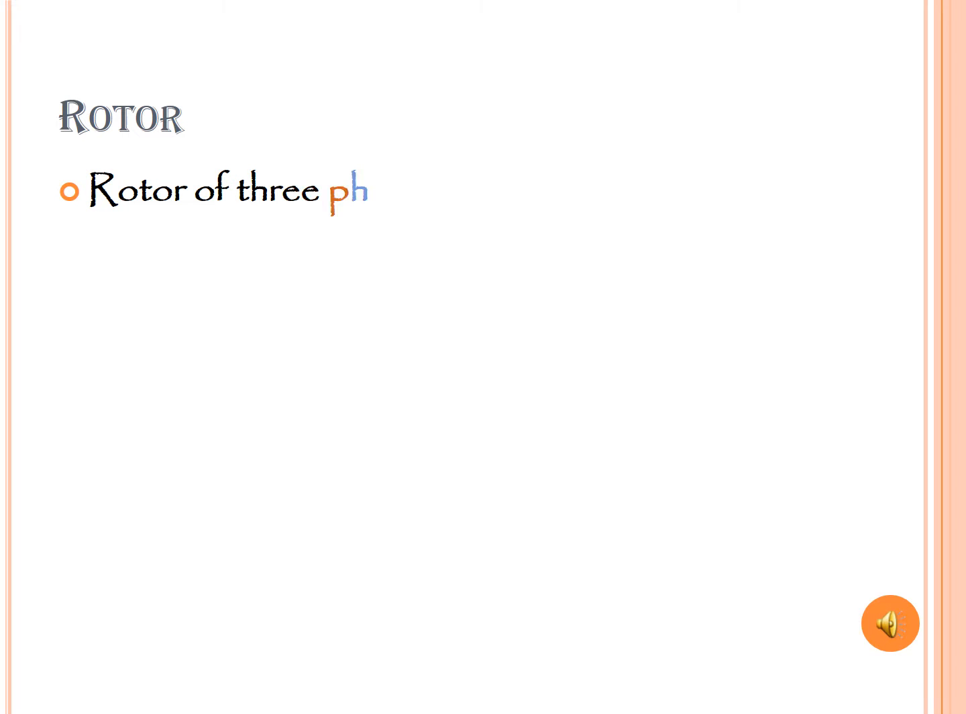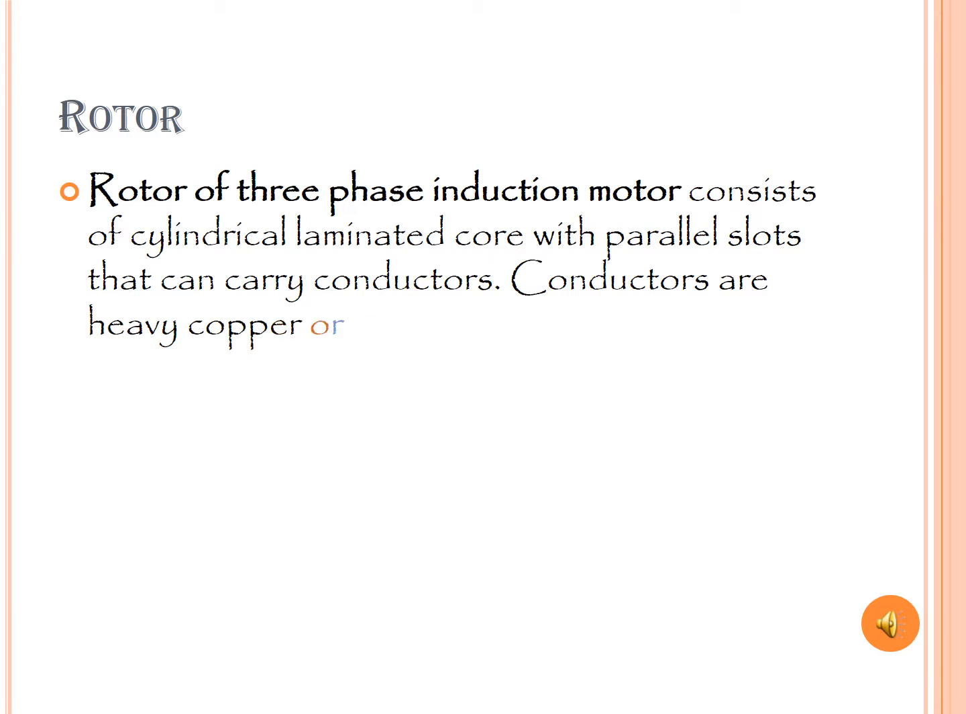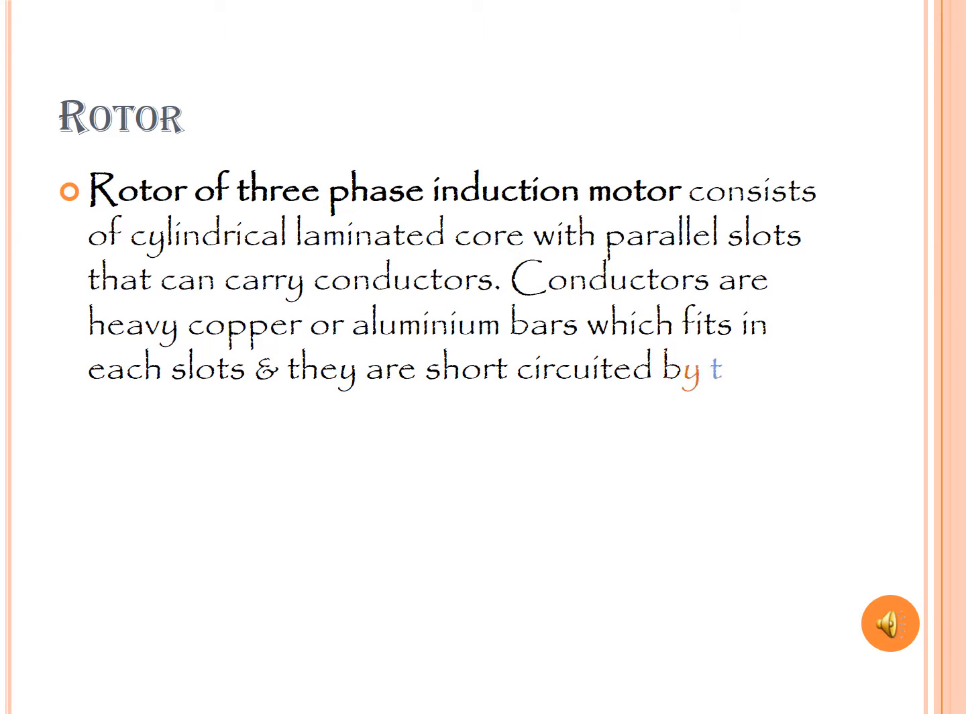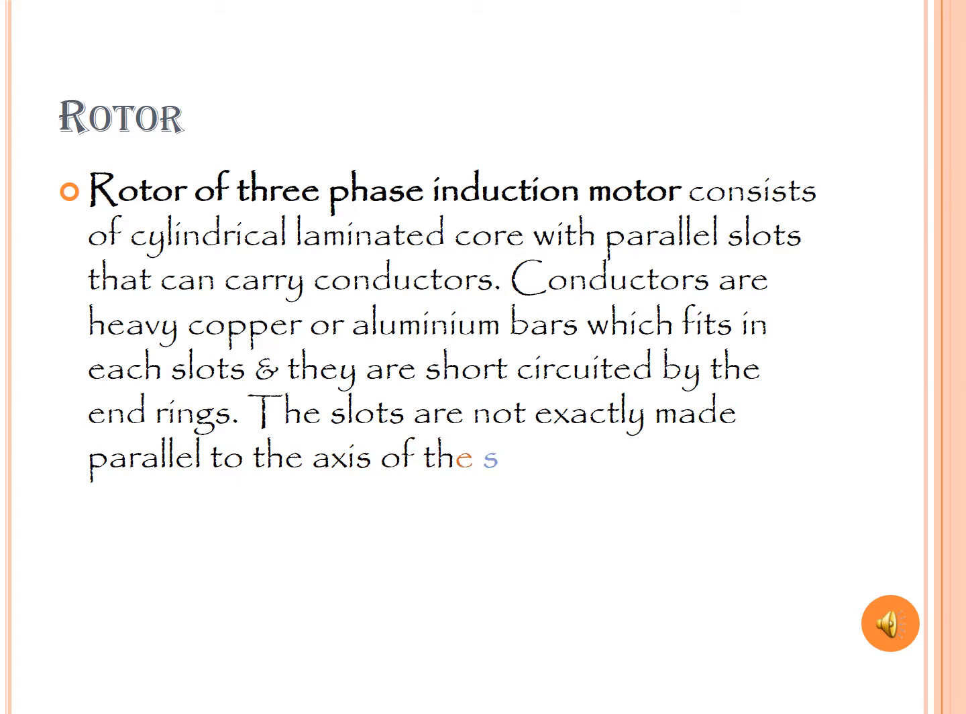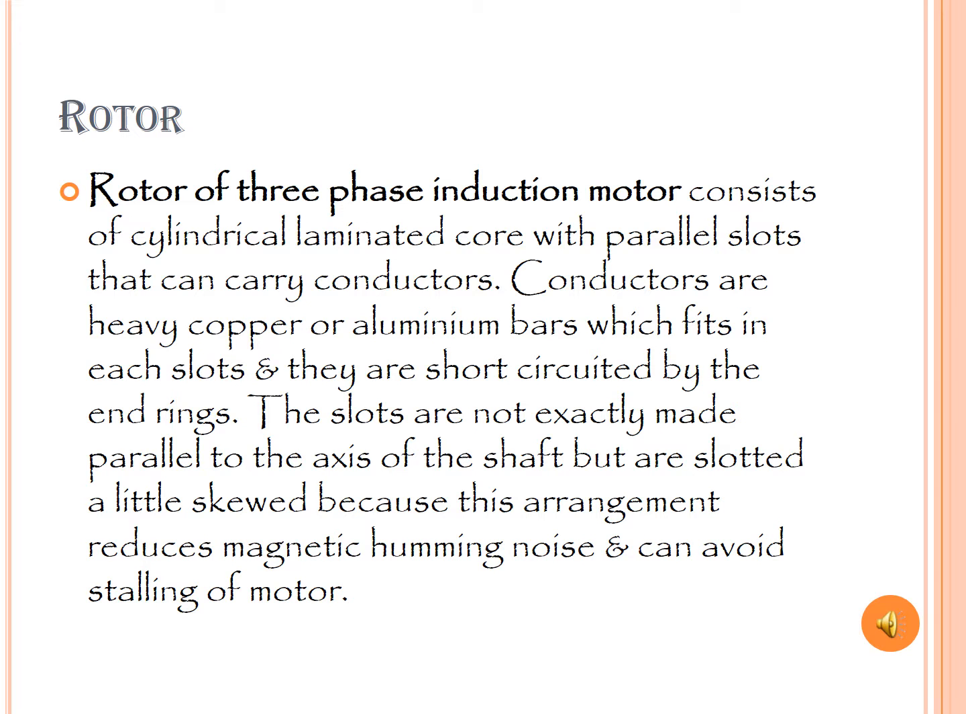The rotor of a three-phase induction motor consists of a cylindrical laminated core with parallel slots that can carry conductors. Conductors are heavy copper or aluminium bars which fit in each slot, and they are short-circuited by the end rings. The slots are not exactly made parallel to the axis of the shaft but are slotted a little skewed, because this arrangement reduces magnetic humming noise and can avoid stalling of the motor.